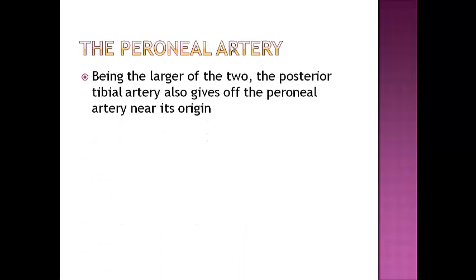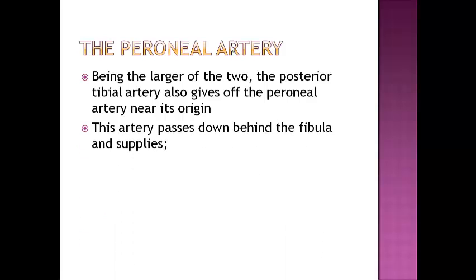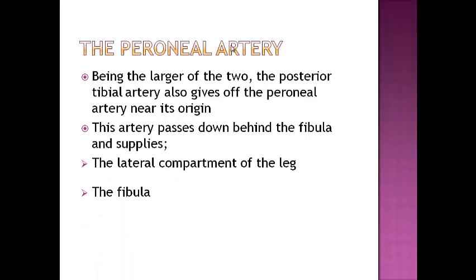Okay, so we've mentioned the anterior and posterior compartments of the leg, but remember there's a third compartment in the leg, which is the lateral one. So we have an artery called the peroneal artery, and the peroneal artery is actually a branch of the posterior tibial artery, because it is the larger of the two terminal branches. The posterior tibial artery gives off the peroneal artery, and it usually branches off near the origin of that artery. The peroneal artery passes down behind the fibula, and it ends up supplying the lateral compartments of the leg, as well as the fibula itself. And remember, the posterior tibial artery supplied the tibia.